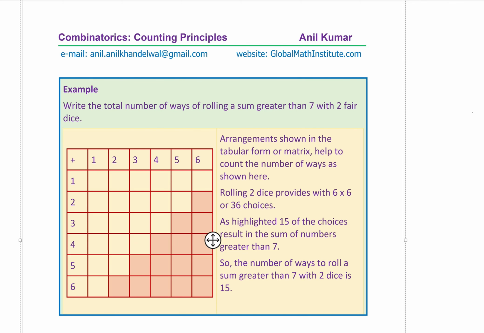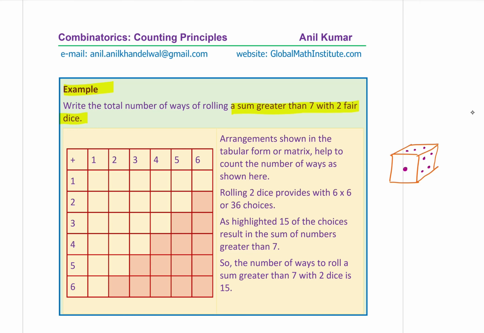Now here is another type of counting which is very popular, especially in probability cases. The question here is, write the total number of ways of rolling a sum greater than 7 with two fair dice. That means a dice has 6 faces, correct? So those 6 faces have 6 numbers on them, and those numbers are what we are talking about. So that's our dice, and on this die, we have numbers written, correct?